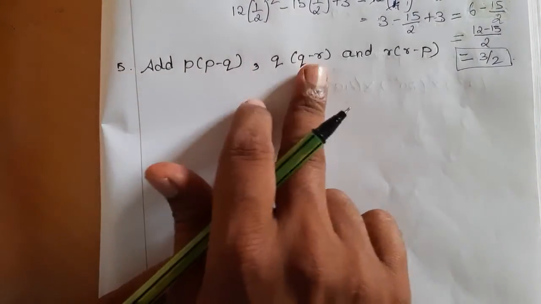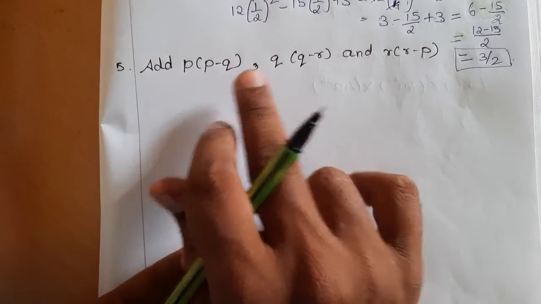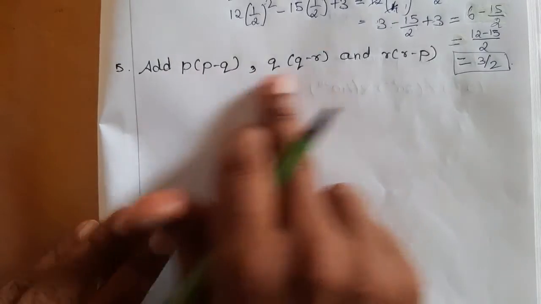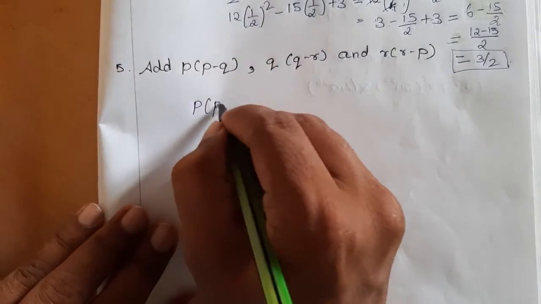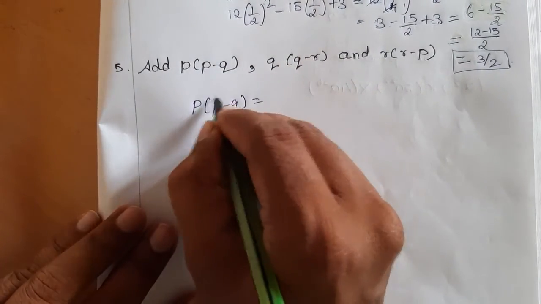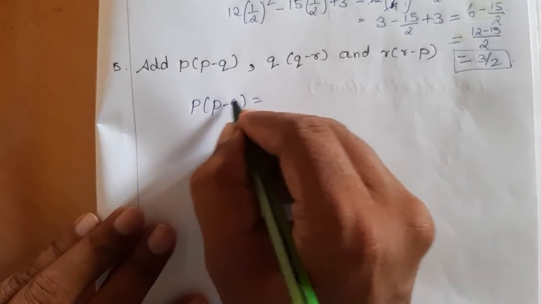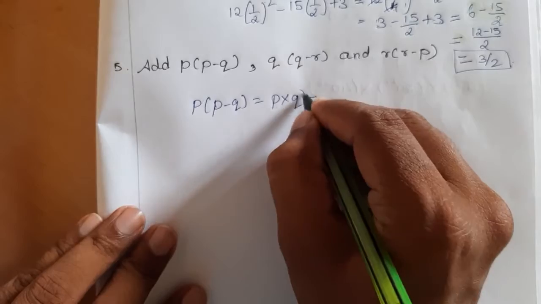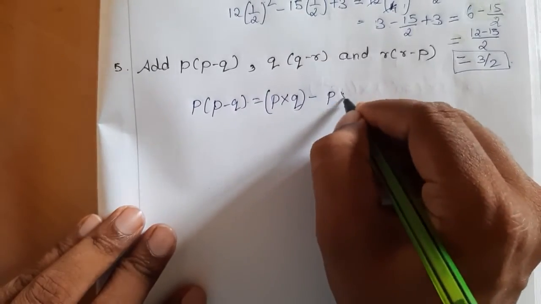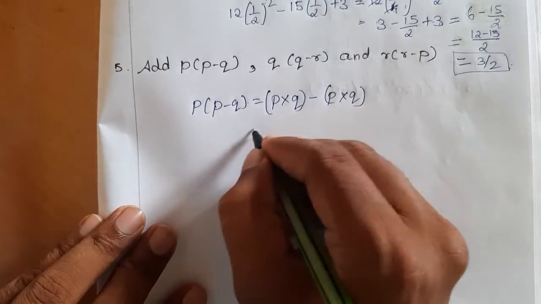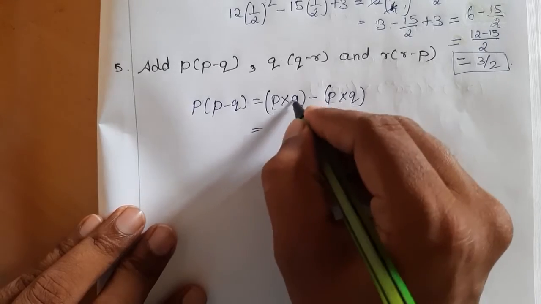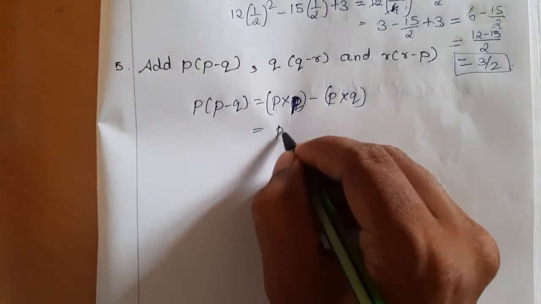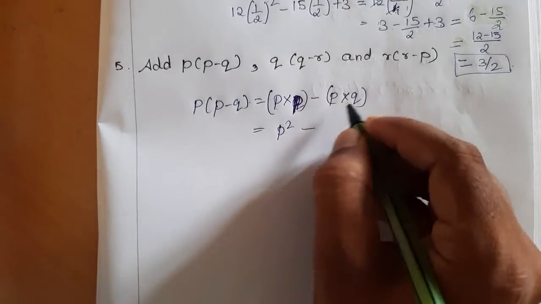Add all these three expressions: p into p minus q, q into q minus r, and r into r minus p. So first, let me find what is p into p minus q. First let me simplify it, because p has to multiply with every term inside the bracket, right? So p into p minus p into q, right? The first term is p into p, which is p square, and the second term is p into q, which is pq.